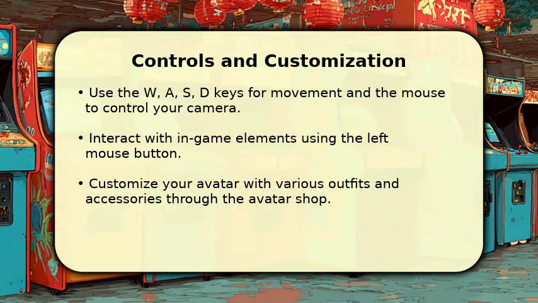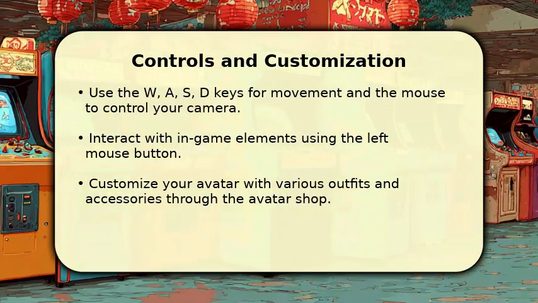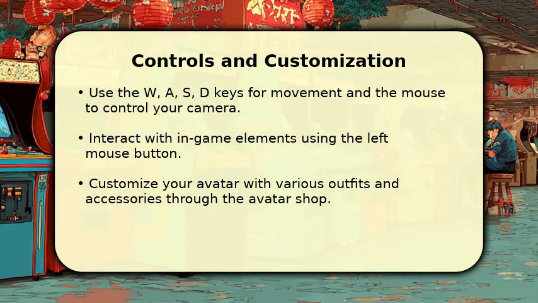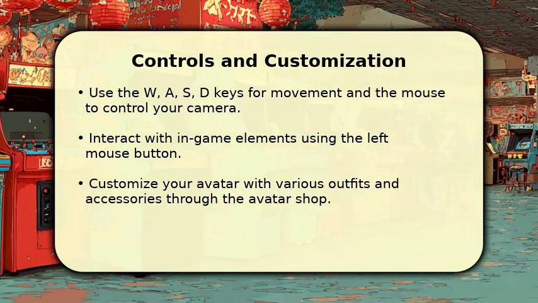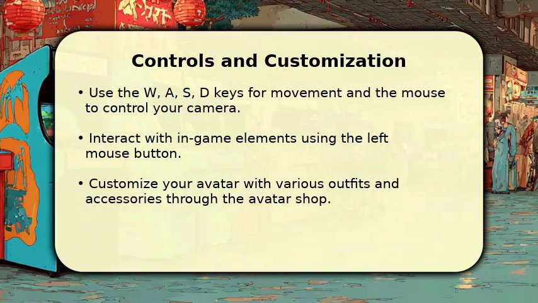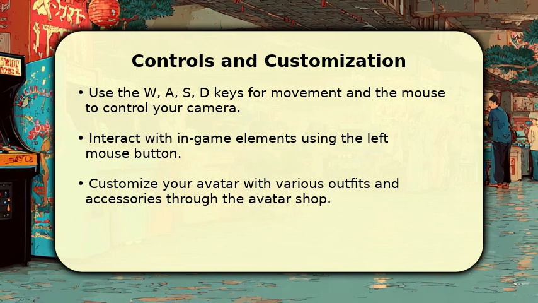Navigating Roblox games is quite intuitive. You'll typically use the W, A, S, D keys on your keyboard for movement, while your mouse controls the camera view, allowing you to look around freely. To interact with objects or characters within the game, a simple left click of your mouse usually does the trick.